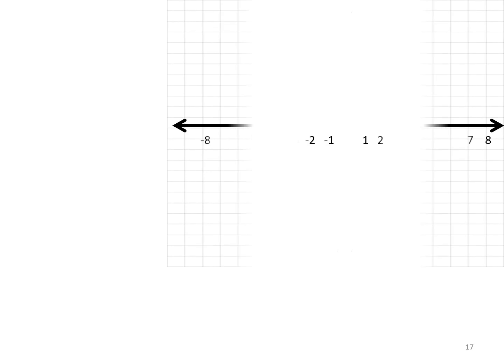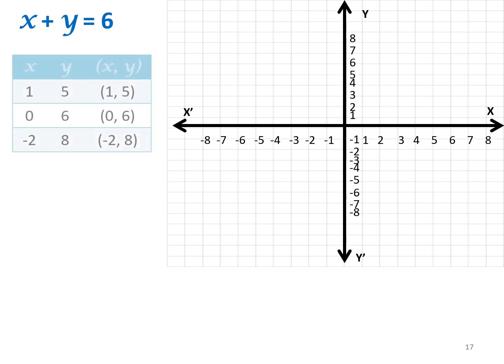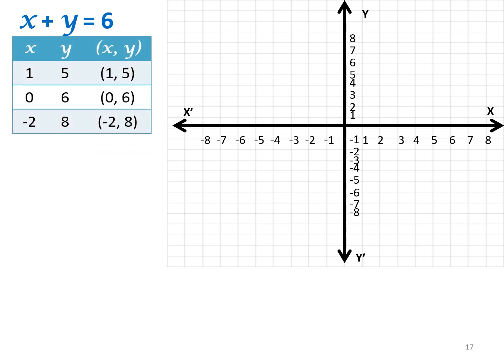Now let's plot the graph: y-axis, x-axis and the coordinate points as you can see in the picture. The first equation, x plus y is equal to 6. The values which we found out. The first value is 1, 5. So on the x-axis the point is 1 and on the y-axis the point is 5. So the intersection is 1, 5.